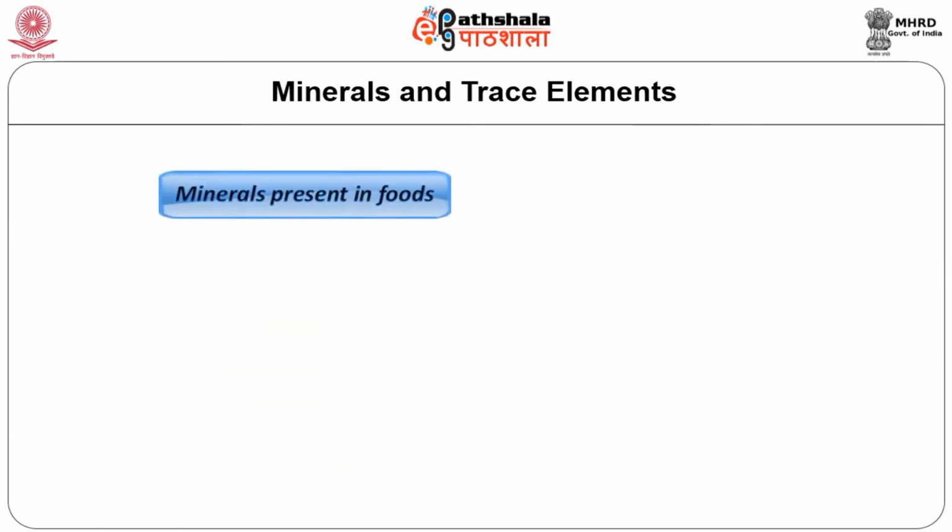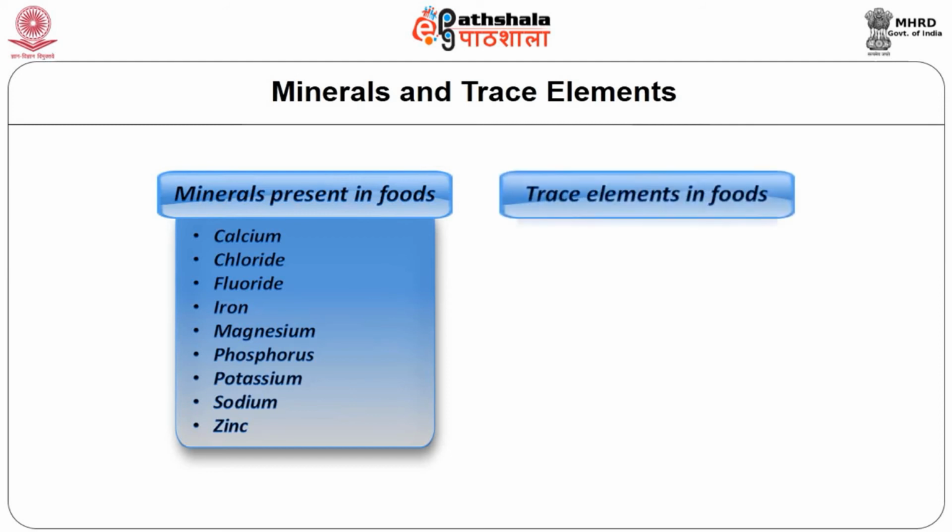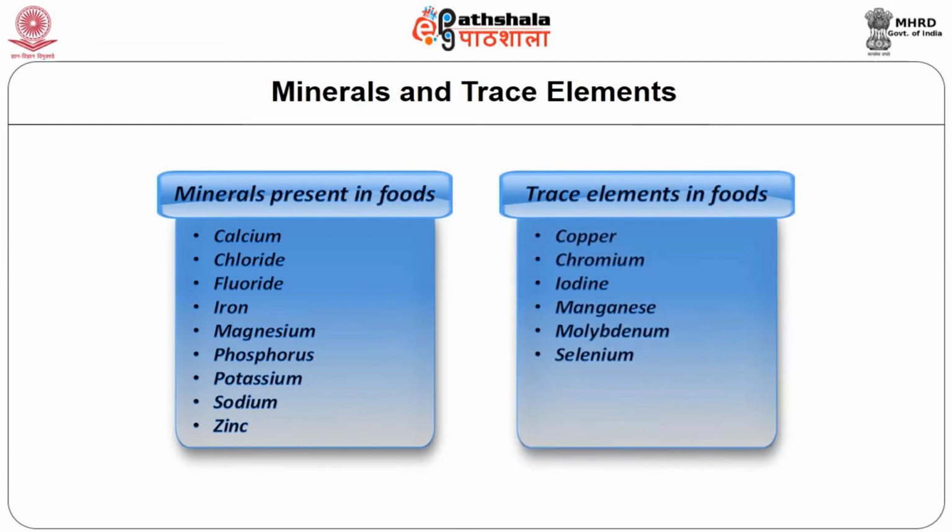The minerals present in foods are calcium, chloride, fluoride, iron, magnesium, phosphorus, potassium, sodium, zinc. These can be further classified as macro and micro minerals. The commonly occurring trace elements in foods are copper, chromium, iodine, manganese, molybdenum and selenium.